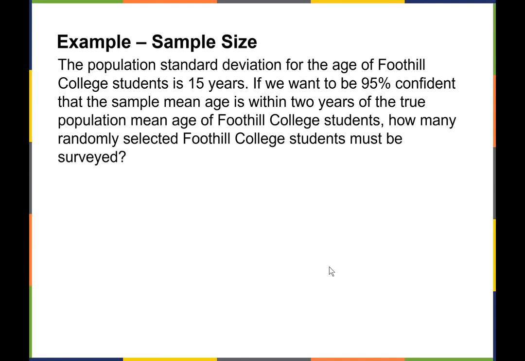All right, let's talk about the last thing we need to do in this section, and this is sample size. So let's say the population standard deviation for the age of Foothill College students is 15 years. And we want to be 95% confident that our sample mean will be within 2 years of the true population mean age of Foothill College students. How many randomly selected Foothill College students must be surveyed? So this is like, what do we want to set our N to be for a particular confidence level and a particular margin of error, okay? In this case, our margin of error is we want it to be within 2 years and we want to be 95% confident. So we need to figure out the N value that will put us into this range.